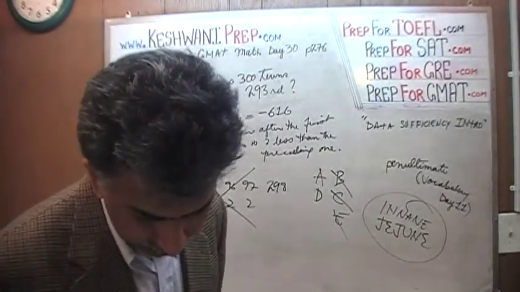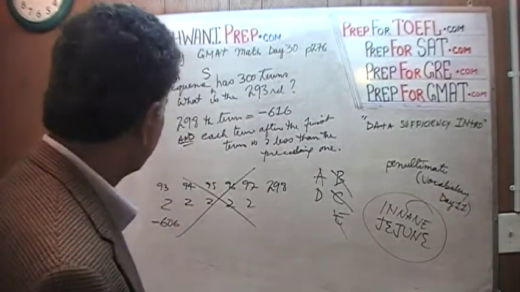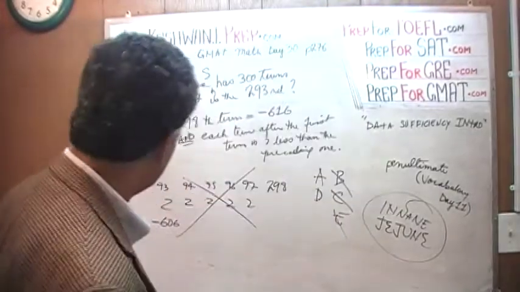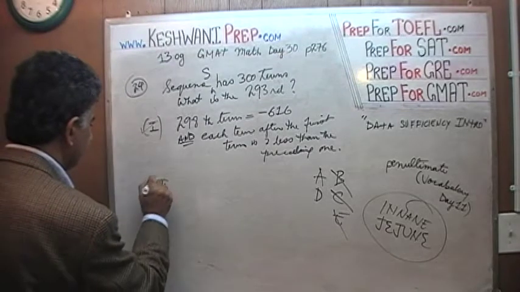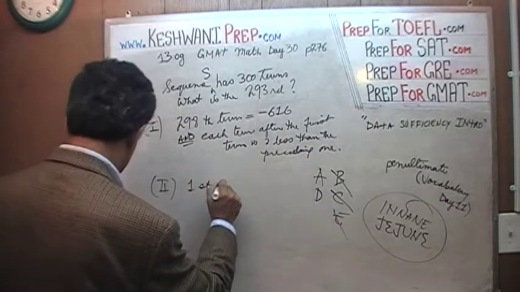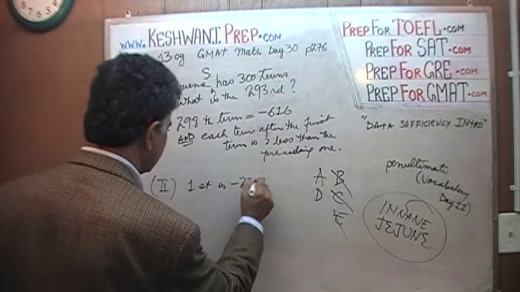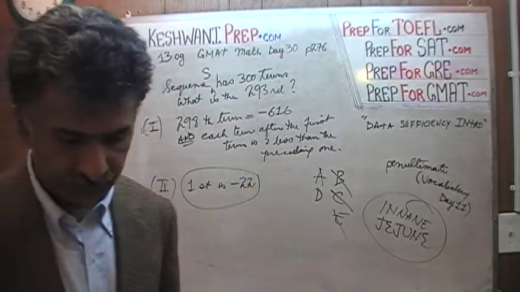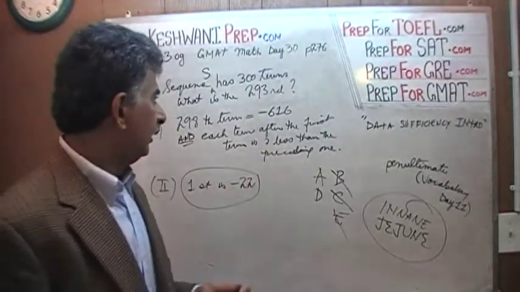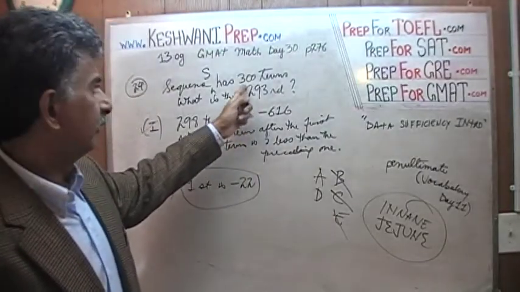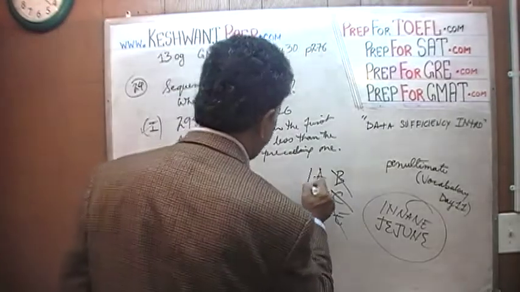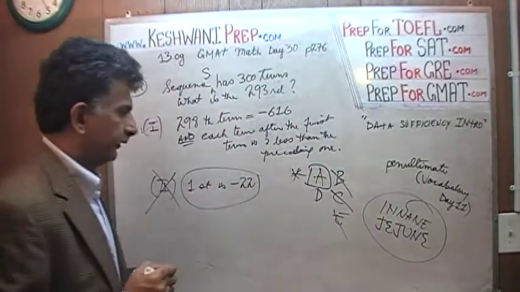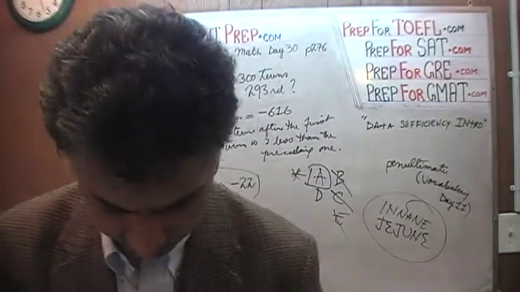The second statement tells us that the first term is negative 22. That's all. A big freaking deal. That's not going to tell us anything. Just knowing that the first term is negative 22, how is that going to help us figure out the 293rd term in a sequence of 300 terms? This is insane. This is silly. The answer is A. Only the first statement by itself is enough.